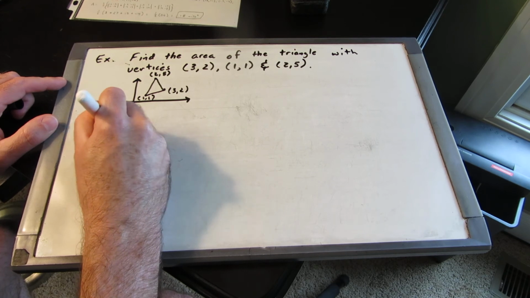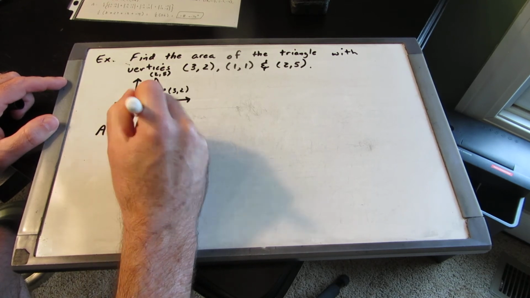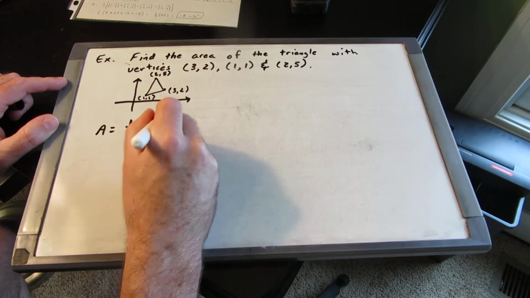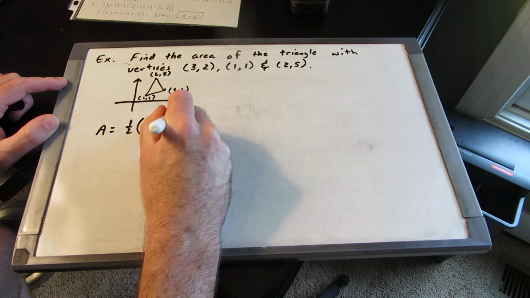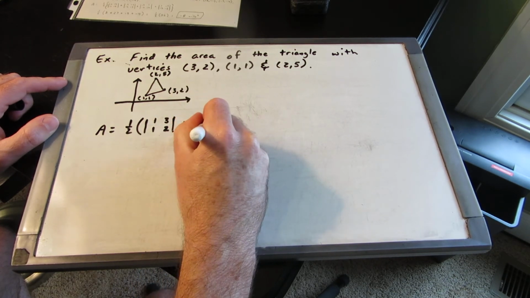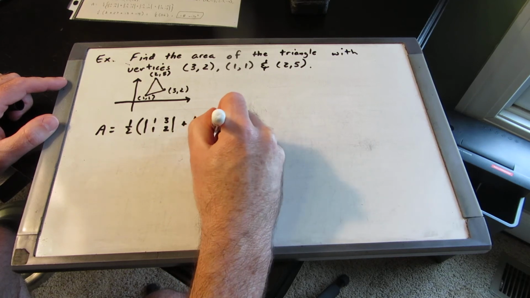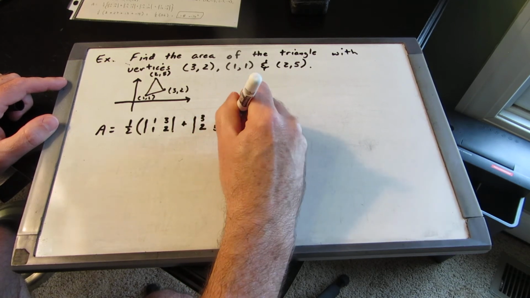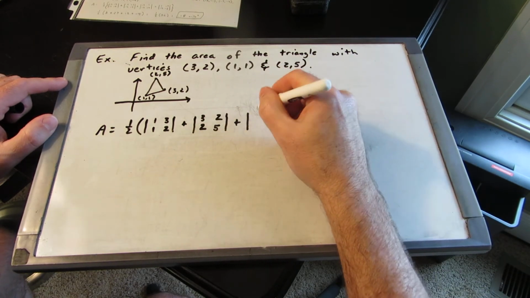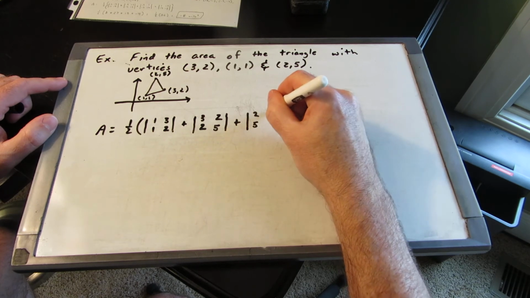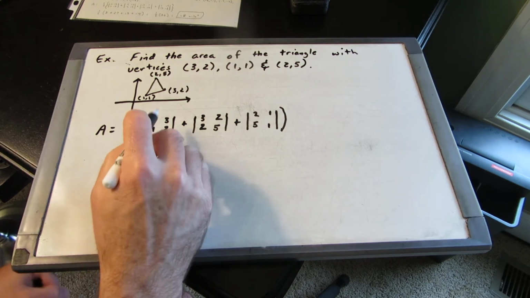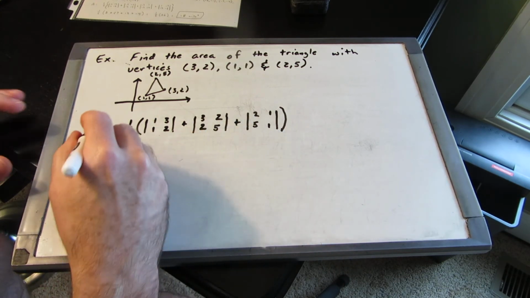Okay, so area is going to be 1/2 times our first matrix. I'm just going to start here at the 1, 1. 1, 1, 3, 2. Plus the second matrix, 3, 2, 2, 5. And then the third matrix, 2, 5, and then we're back home again at 1, 1. So you're going to get the determinant of each of those 3 matrices.